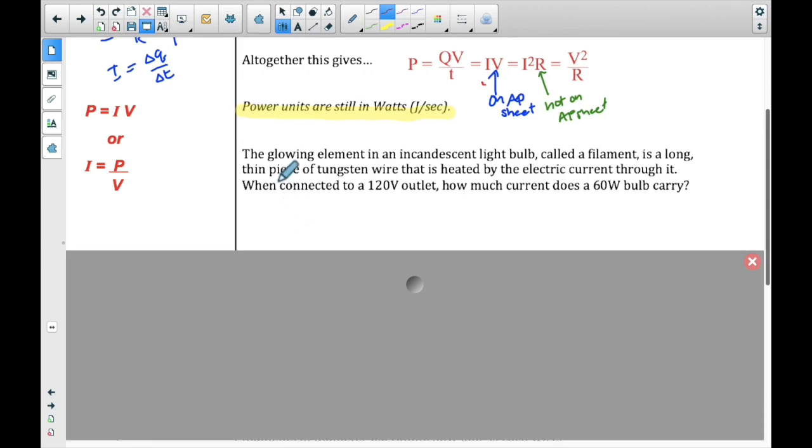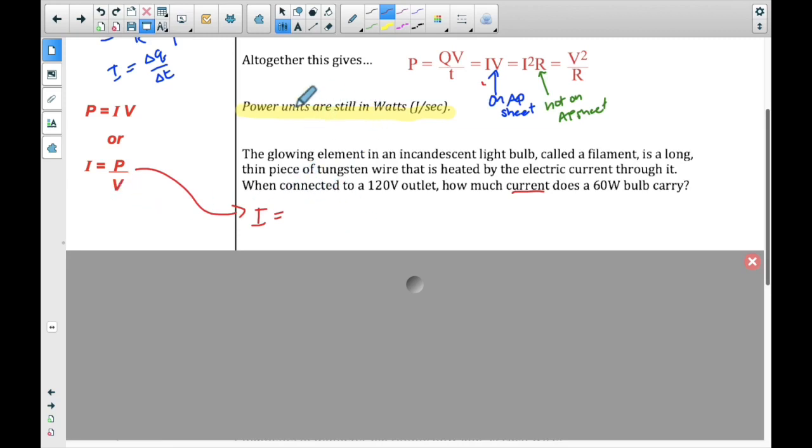Okay, let's look at an example. The glowing element in an incandescent light bulb, called a filament, is a long, thin piece of tungsten wire that is heated by electric current going through it. When connected to a 120-volt outlet, how much current does a 60-watt bulb carry? Okay, we are going to use this version of P equals IV, I equals P over V, because we're asking about current. Current is I. So we're going to have current, which is I, is equal to P, which is power, over V.